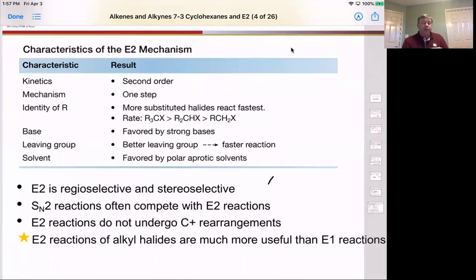SN2 reactions often compete with E2 reactions, but you can force them to go to elimination reactions by increasing the heat. There are no rearrangements because we do not form a carbocation, and the E2 reactions of alkyl halides are much more useful than E1 reactions because we do not have those rearrangements. Rearrangements would cause a product mixture. Product mixtures are not as useful as if we can specify it's going to give one or two products versus multiple rearrangement products.